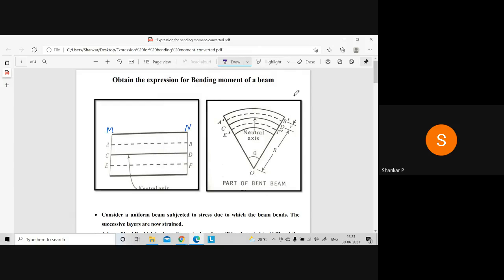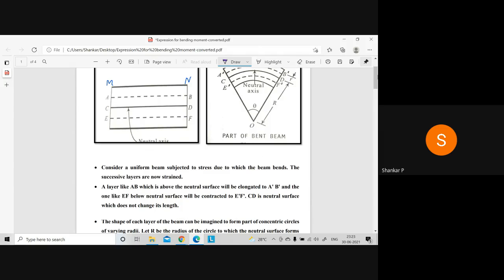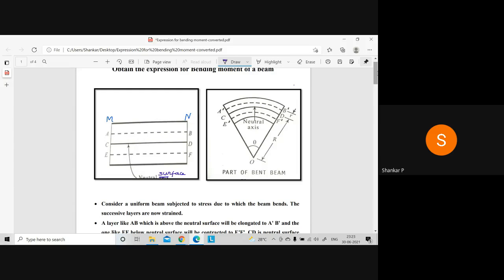This beam can be imagined to be made up of a large number of layers, among which we have considered the layers AB, CD, and EF. The layer CD is called a neutral surface because it is unaffected by the stress that is being applied.